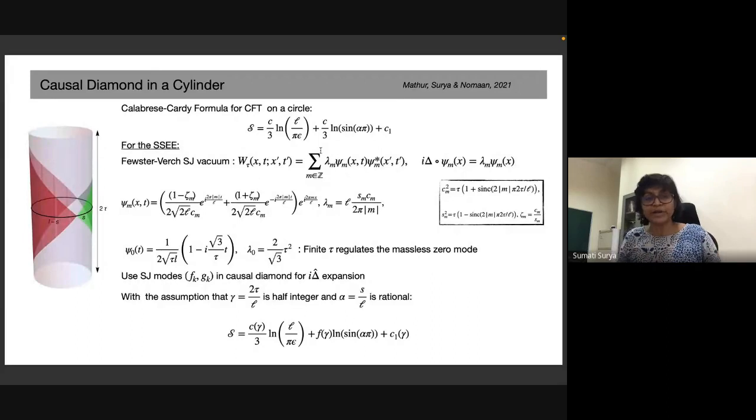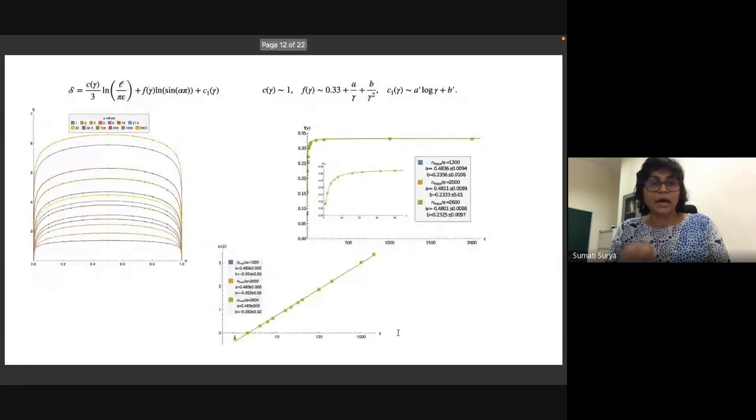Then you can simplify it considerably enough to actually solve this on Mathematica. When you do this, you find something very similar to the Calabrese-Cardy formula for a CFT on a circle, which has this form. Here we have functions C of gamma and F of gamma, and gamma, remember, is the ratio of the height to the circumference. Here are the results.